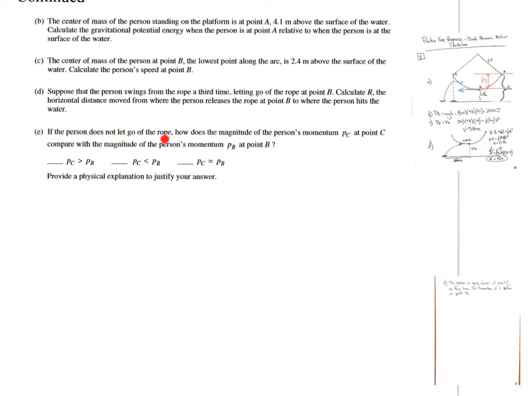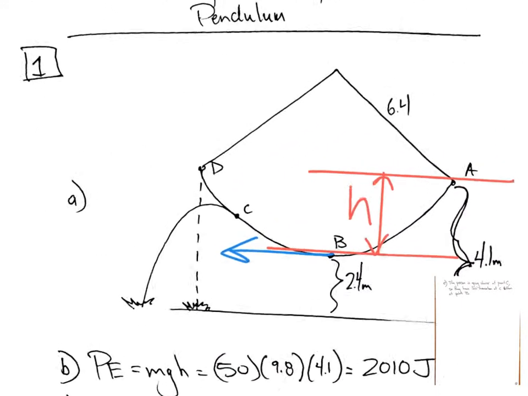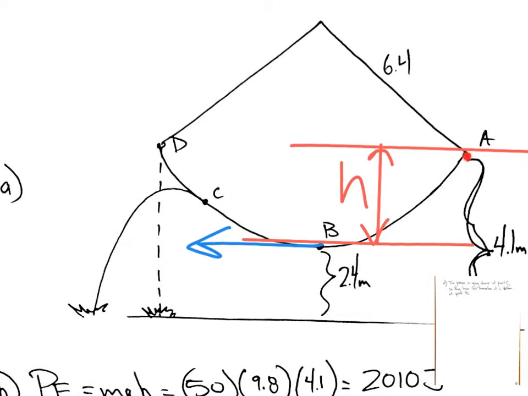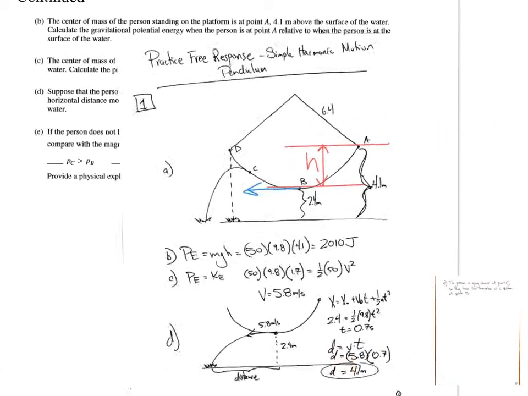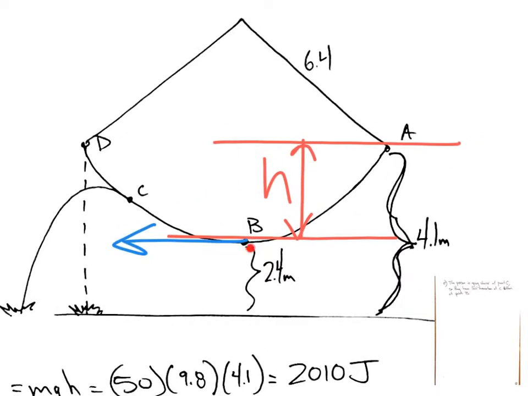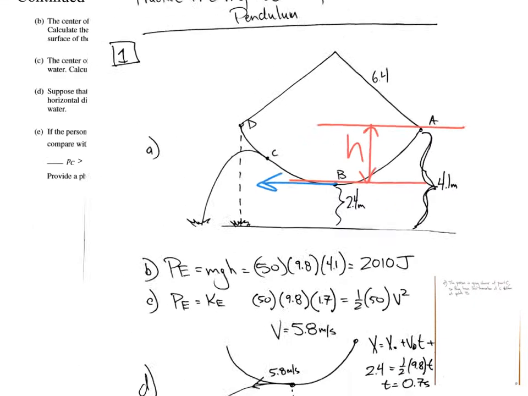E. If the person does not let go of the rope, how does the magnitude of the person's momentum at C compare with the magnitude of the person's momentum at point B? So hopefully you all recognize that they're slowing down. Wait, what are we comparing? Point B and point C. Okay, so they're going fastest here and then not as fast here, so they'd have less momentum here, more momentum here, and that's just a simple answer to the question.